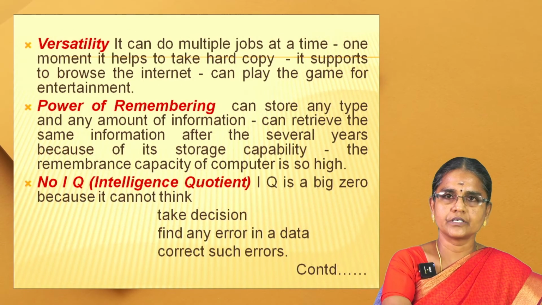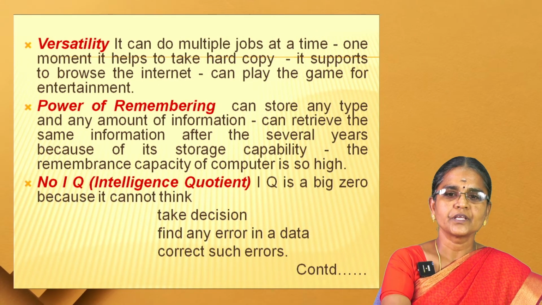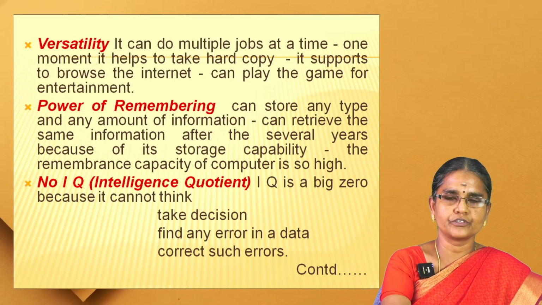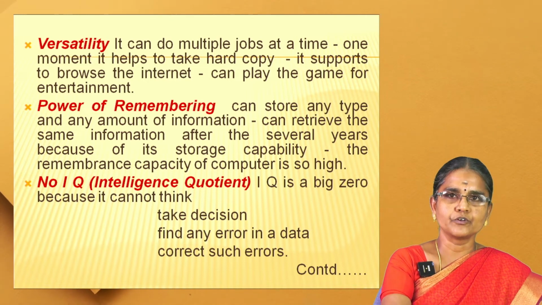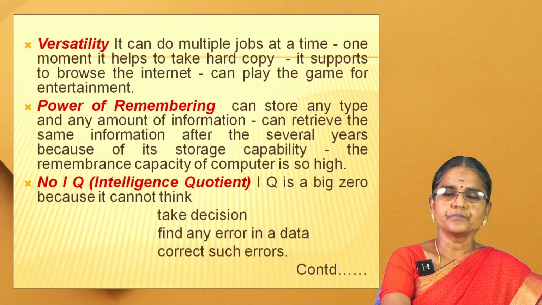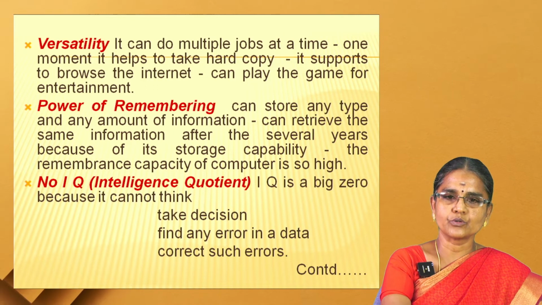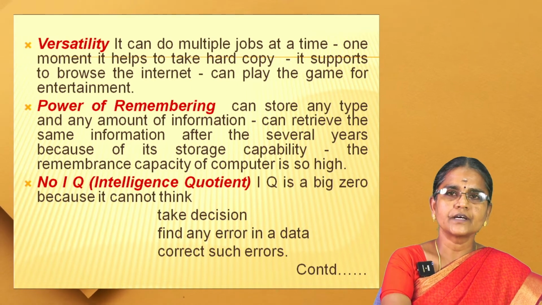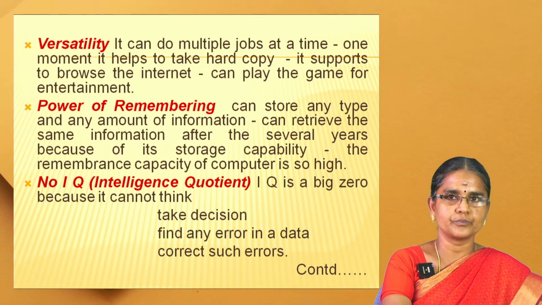The next feature is versatility. It can do multiple jobs at a time. Any kind of task we assign, it performs well. For example, it can browse the internet, play a game and prepare a document, everything it performs at a time. Whereas manual work, it is not possible.